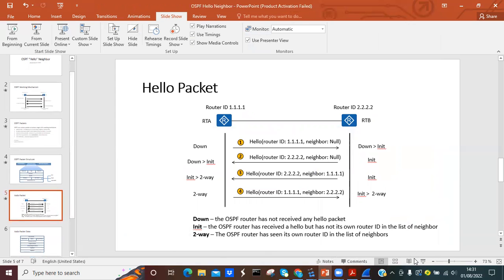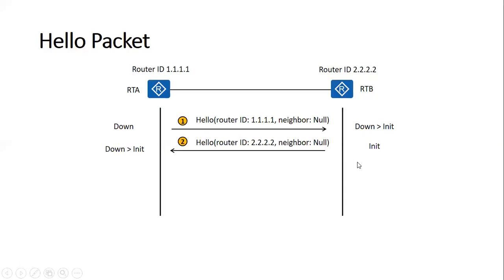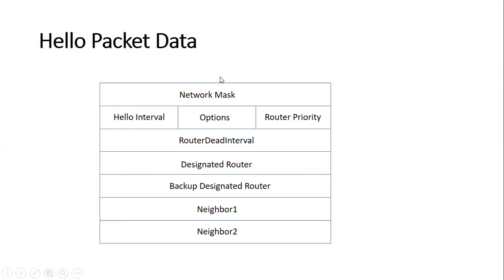Okay, so let's look at the format of the Hello packet. The Hello packet has the network mask. Remember when we were doing the wildcard mask, when you're describing the network, you use the network IP and the wildcard mask. This is where the network mask comes into play. Then the hello interval, which means how long I will wait before sending a hello packet. By default it is normally 10 seconds. Then router priority is used in the designated router and backup designated router election. We'll see that when we come to look at network types.